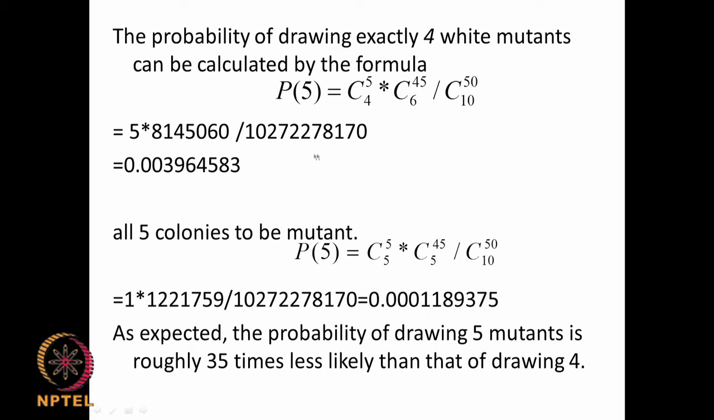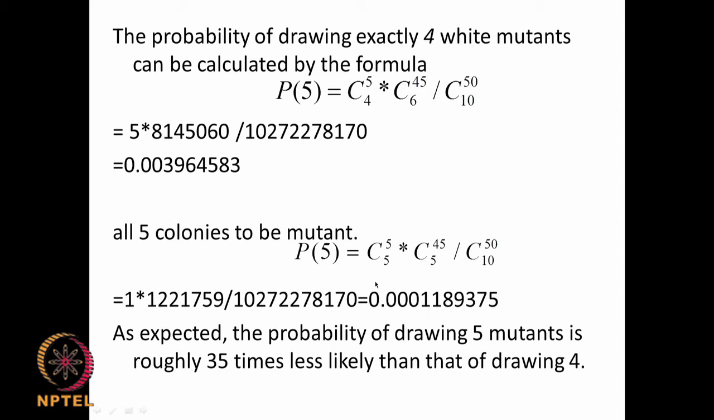So, when you do that, of course, C55 is 1, if you remember from my olden days. So, we get out a probability that is very small, 0.00011. So, this is as expected. If you want to take out all the 5 mutants when you take a sample of 10, obviously it is much larger than taking out 4 mutants in a sample of 10.